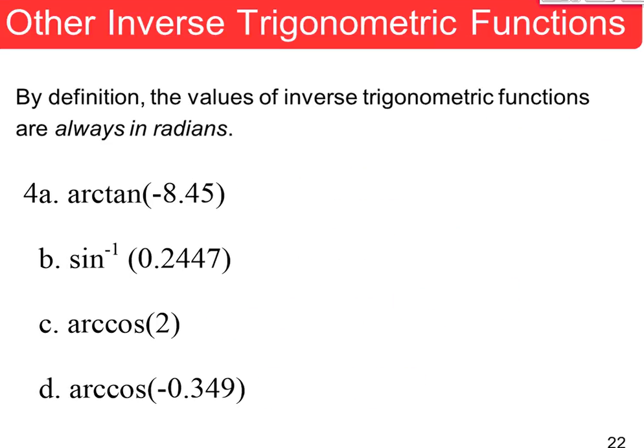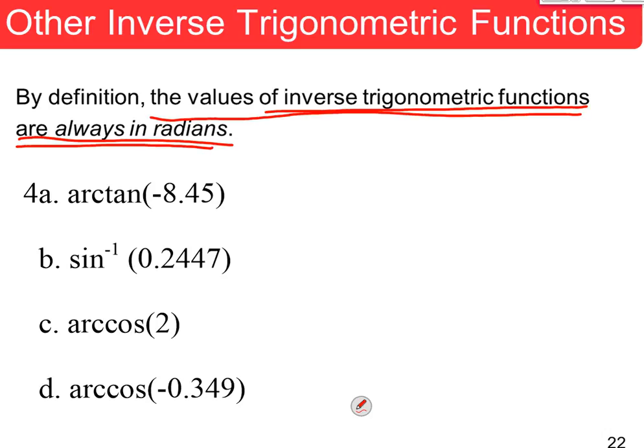Now, there are occasions when we have things like this. So things like this we have to do on our calculator. So find your calculator, and really more than anything, we're just typing these in to check that we can. And you might write on your paper someplace that by definition, the values of inverse trigonometric functions are always in radians, so that you know that we always have to have radians.